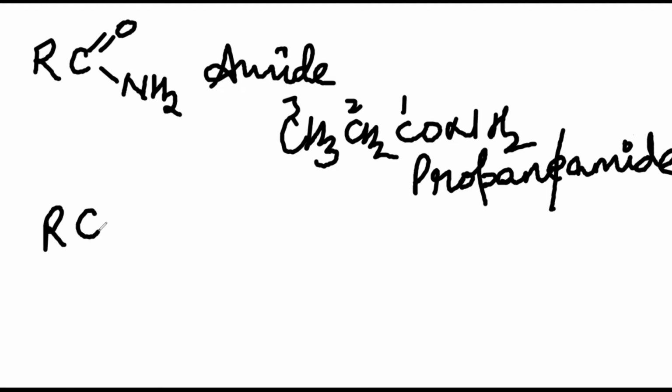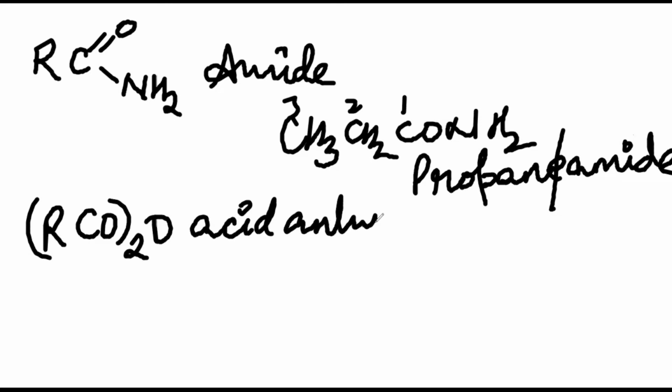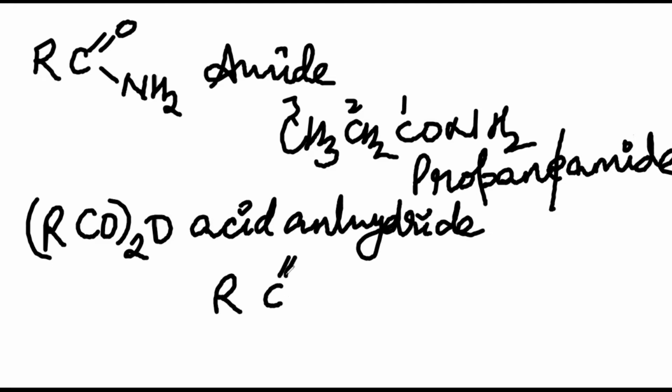Next one is the anhydride. We are writing it like this one. This is acid anhydride. This is the third derivative of the carboxylic acid. How is it formed? Can you see here? There are two carboxylic acids. This is the first carboxylic acid and this is another carboxylic acid, right? When these carboxylic acids come to each other, they remove a water molecule and they are joined by this oxygen, a common oxygen in between these two.